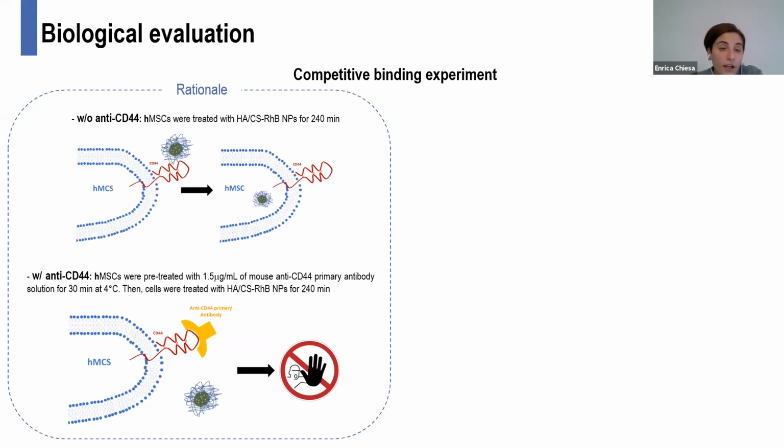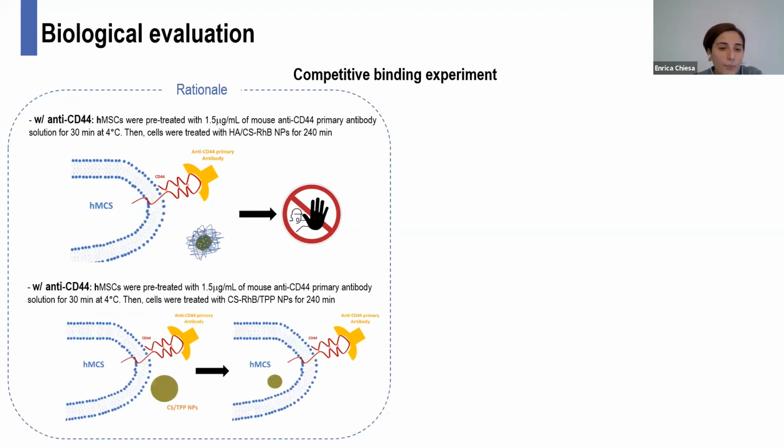The rationale of this experiment consists in comparing the uptake profile of hyaluronic acid-based nanoparticle in mesenchymal stem cells cultured in normal condition with the uptake profile of hyaluronic acid-based nanoparticle in cells pretreated with a specific anti-CD44 primary antibody. Pretreating with anti-CD44, the interaction between hyaluronic acid and CD44 should be prevented, avoiding the nanoparticle uptake.